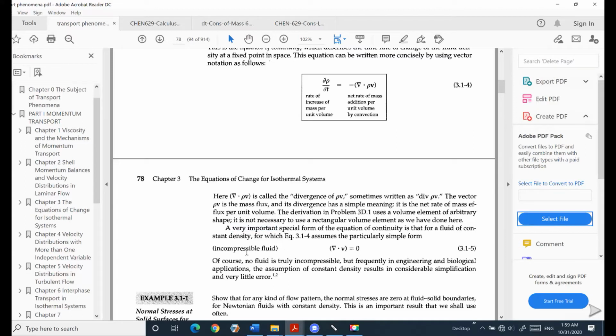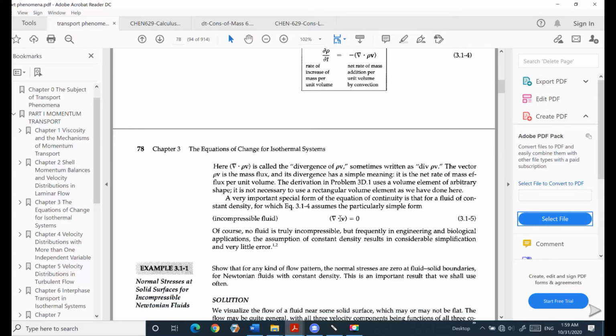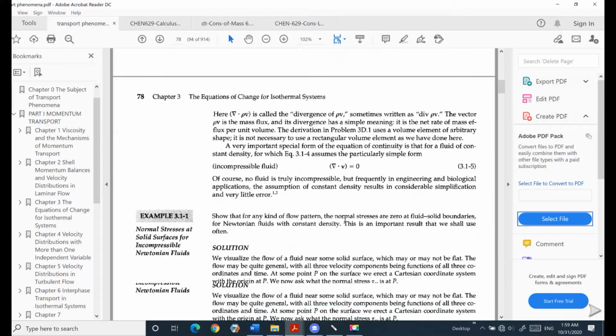Another important result is the incompressible fluid. When rho is constant, we obtain that the divergence of v gives the result of 0.